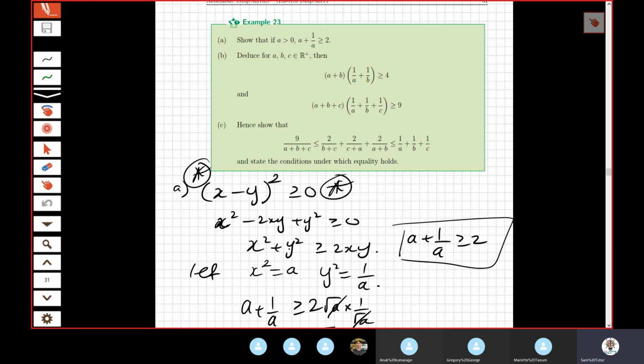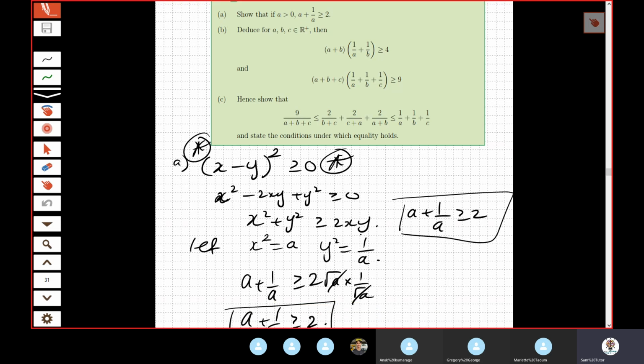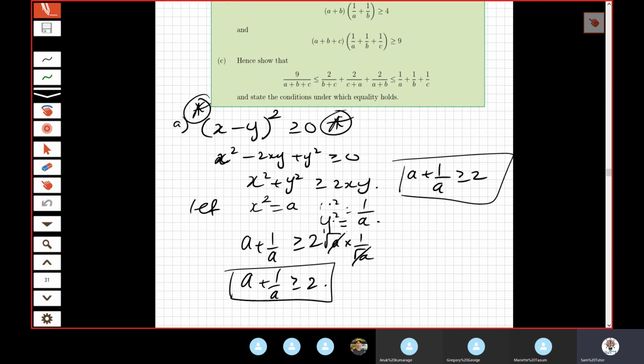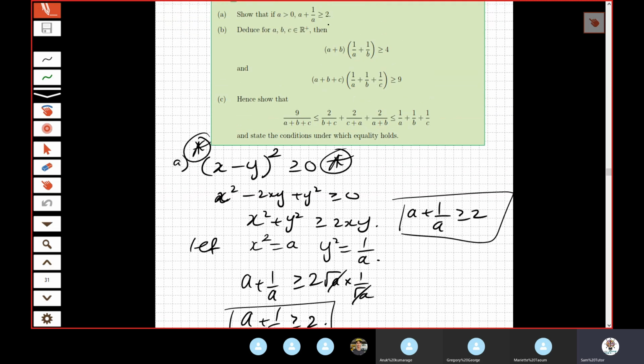From that relationship, we said we can actually say if x² was a and y² was 1/a, then what would happen? I would end up with this bit being a, this bit being 1/a, x would be the square root of a, y would be the square root of 1/a. These would cancel out, and you end up with the result that's required. So a + 1/a ≥ 2.